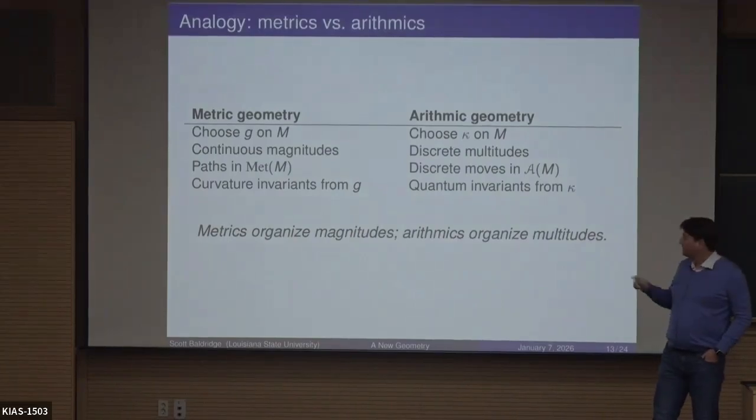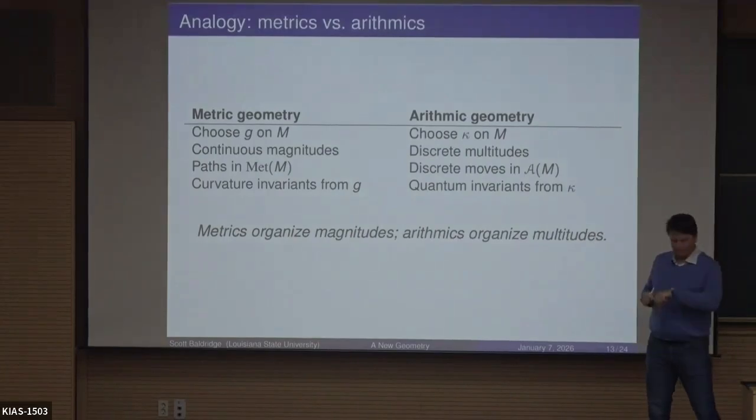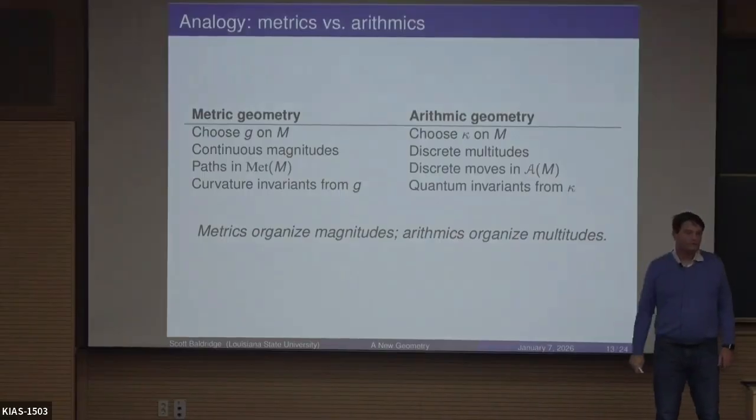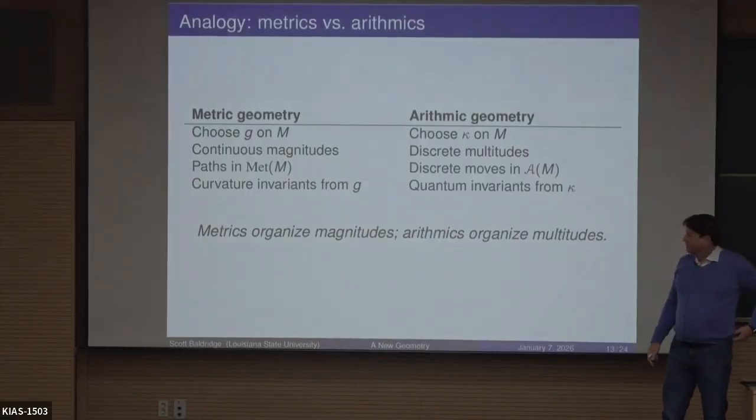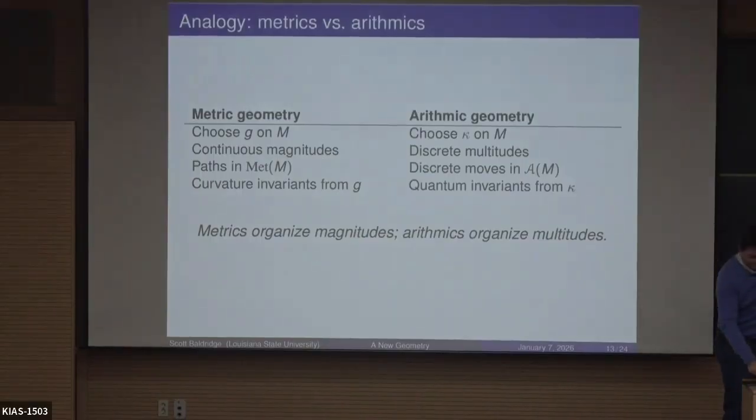week. You derive curvature invariance of G, and from here you get quantum invariance. You get quantum invariance of the arithmic. So metrics organize the magnitudes, the arithmics organize the multitudes.